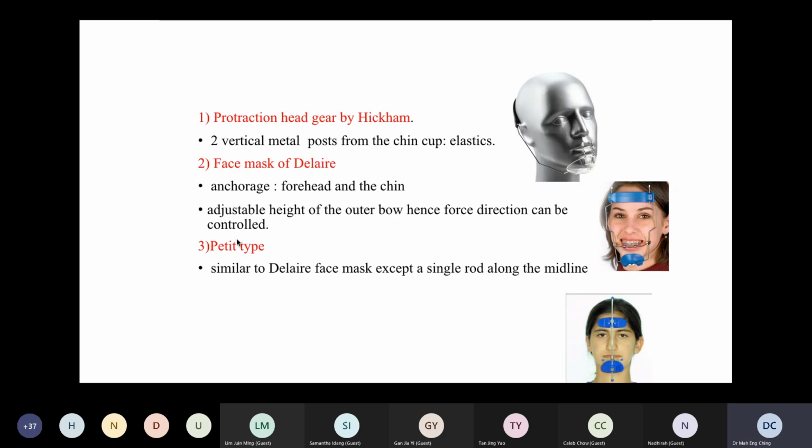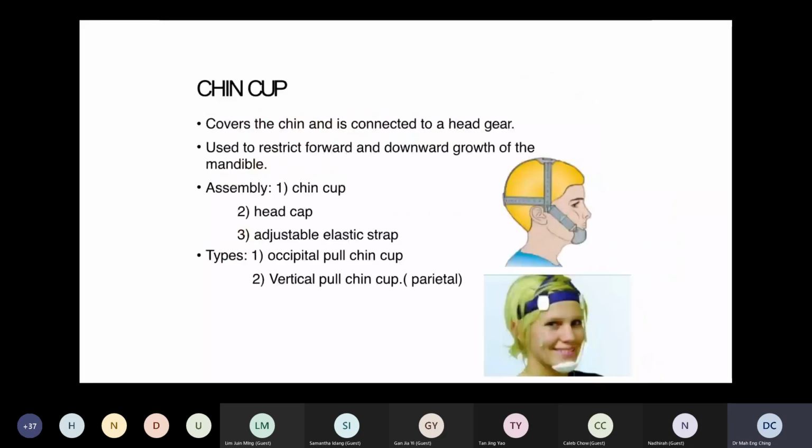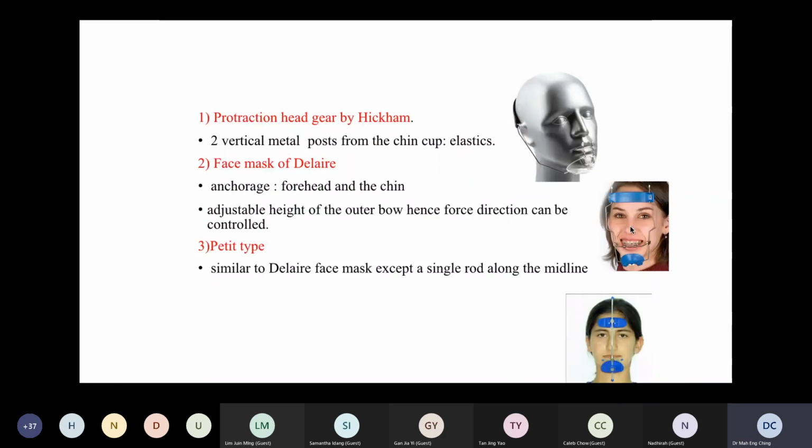So then later we have this Petit type, which is similar to the Delaire face mask, except this one has two rods, and then we change to a single rod in the middle. So this Petit type, I think, remains one of the most popular designs at the moment because it's simple. Sometimes if the patient wears the Delaire design, the patient cannot turn left and right too much when sleeping. So this one will disturb the rod.